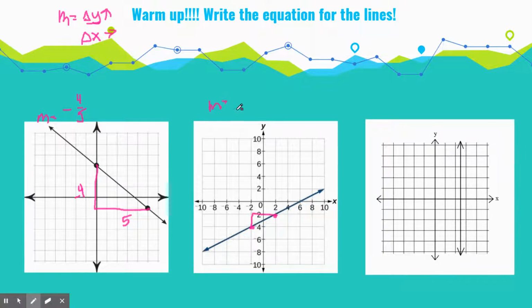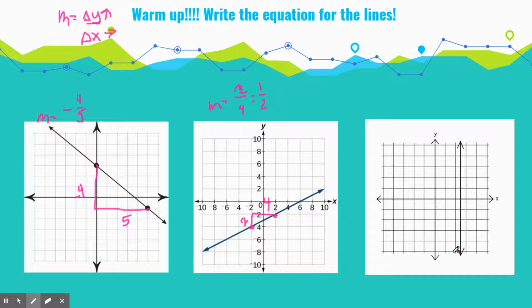One thing to pay close attention to is remember that I'm going by 2's here. So even though I'm only going up 1 box, I'm technically going up 2 numbers. Same thing here. Even though I'm only going across 2 boxes, I'm actually going across 4. Then I'm going to put it as rise over run. So it's up 2 over 4. Now I'm going to simplify it. 2 divided by 4 is 1/2.